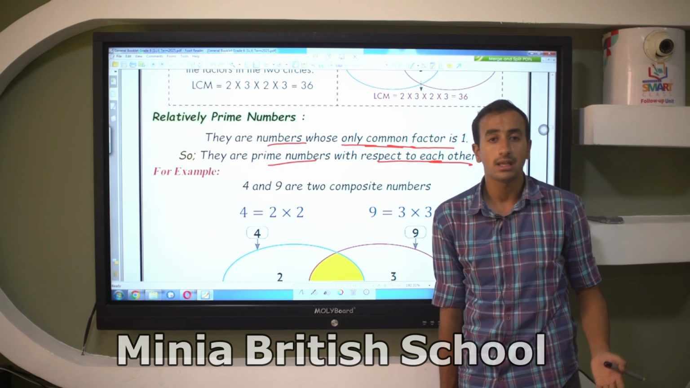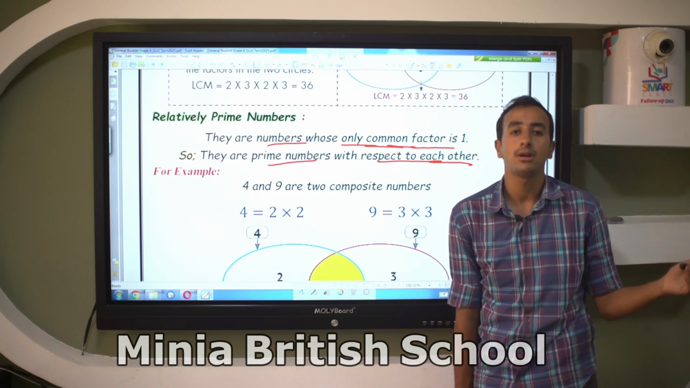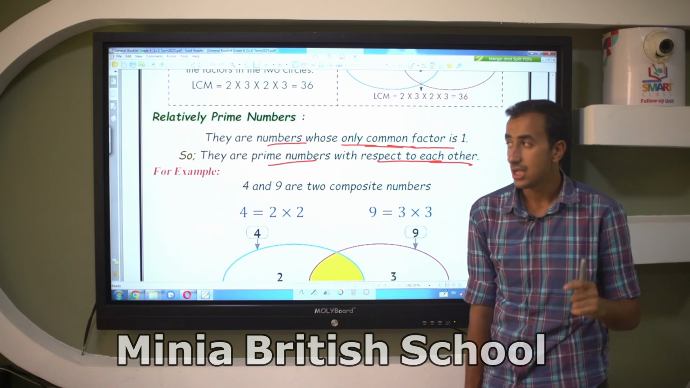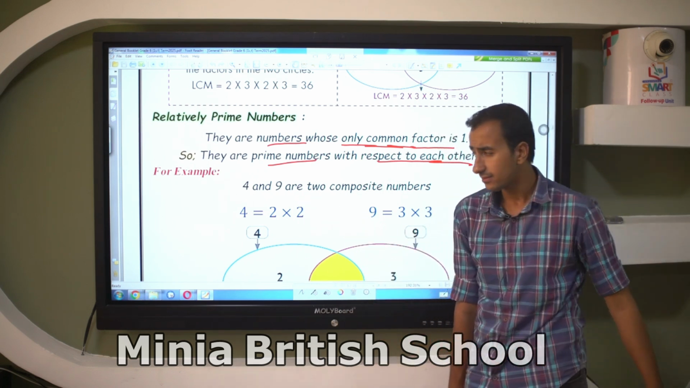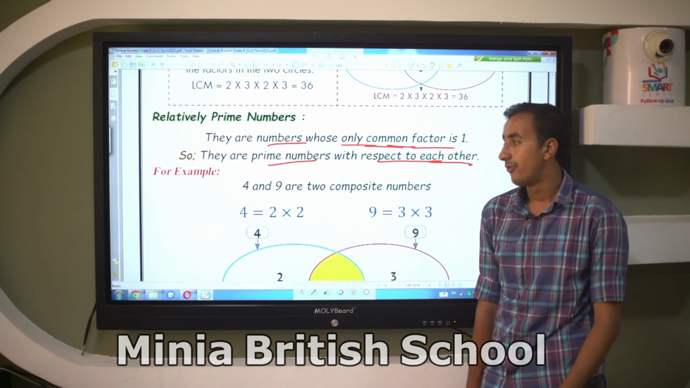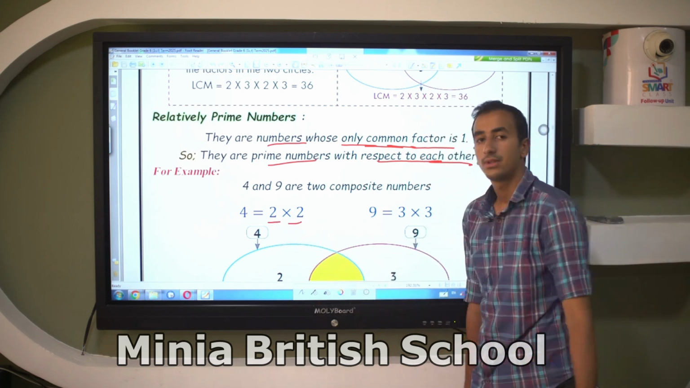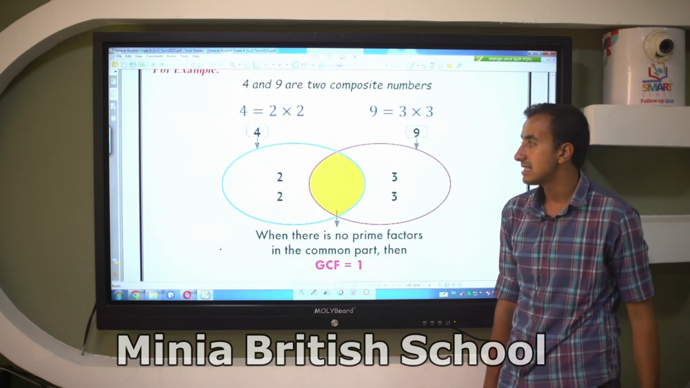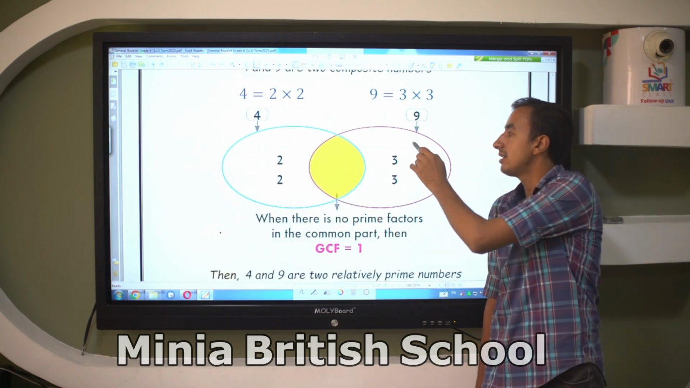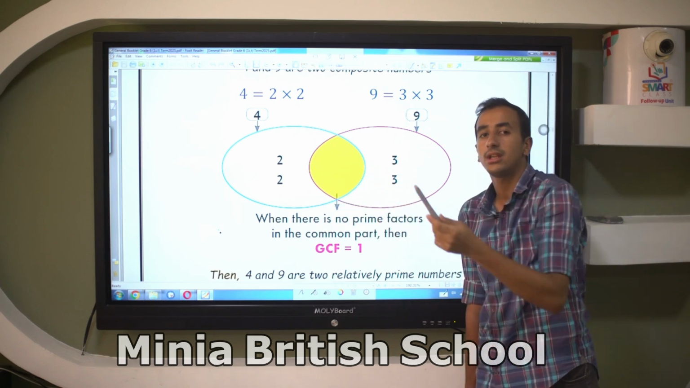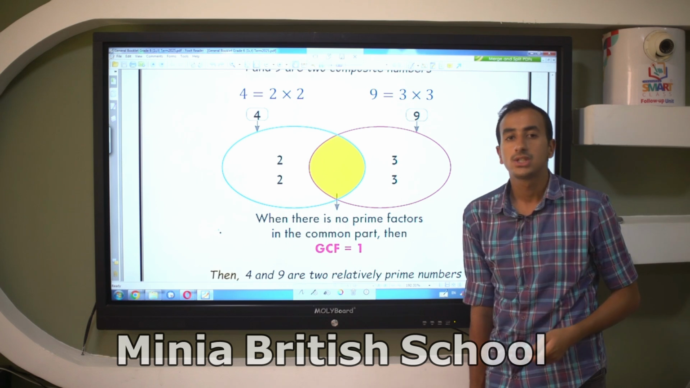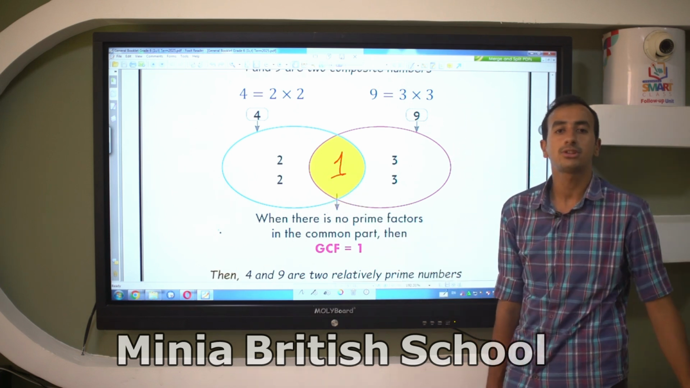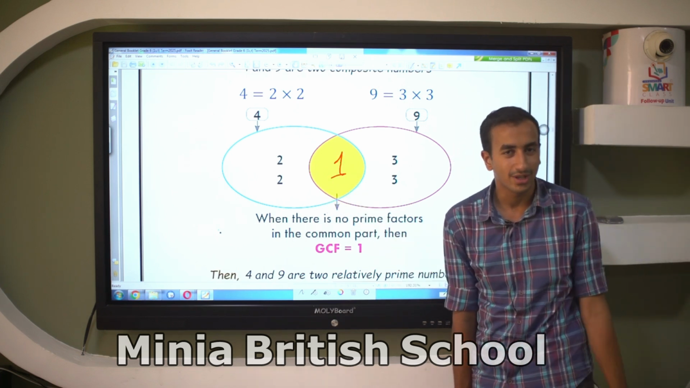So I can say that any two composite numbers can have a greatest common factor of 1. For example, 4 and 9. I can factorize 4 into prime factors 2 times 2, and 9 is 3 times 3. So I can draw this Venn diagram: 4 is 2 times 2 and 9 is 3 times 3. We don't have any number common between them. So we take 1, because any number times 1 equals the same number.